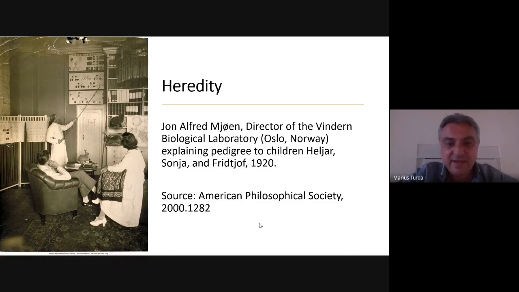We have the famous and infamous eugenicist and racial anthropologist Jon Mjøen from Norway, who is actually doing that to his own children. He's educating them in the laws of heredity, in racial hygiene, and explaining how pedigree works. So I find this image extremely powerful in terms of how much they took that. And of course, it served to illustrate that it is not mere propaganda for the general public. It's something that eugenicists are keen to apply to their own families and are keen to explain and educate their own children.